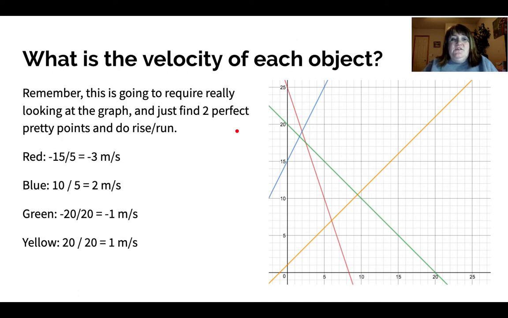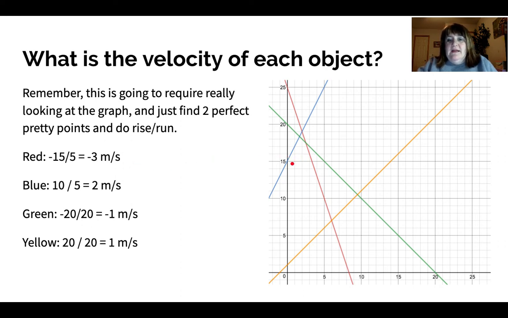Okay? Also with a graph, you can still find the velocity. Remember that velocity is the slope of the graph. It's the rise over the run. So what you have to do in order to find rise over run is you've got to find two perfect pretty points. And I'm going to try to make them as obvious as I can. Okay? So starting with the red line, this is the point 0, 25 and the point 5, 10. That's a distance of -15 over 5, which makes a velocity of -3 meters per second.